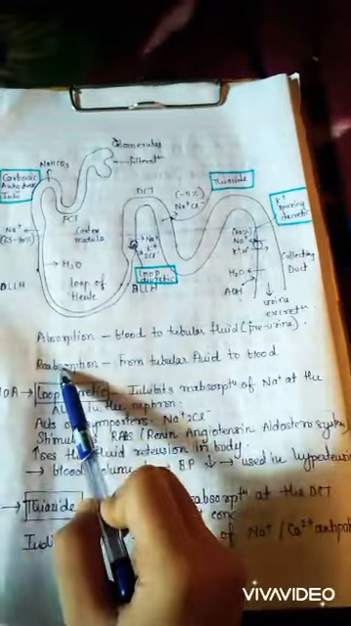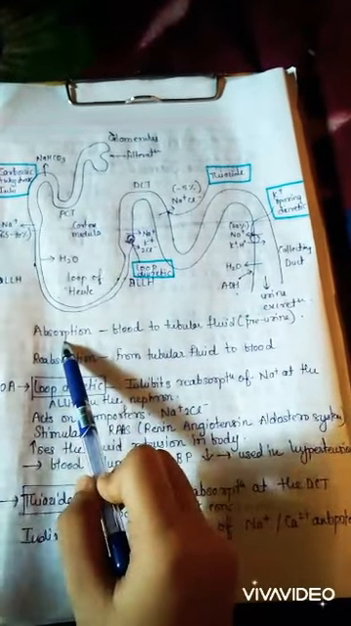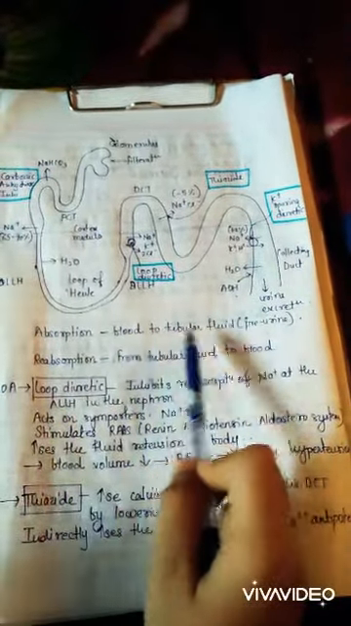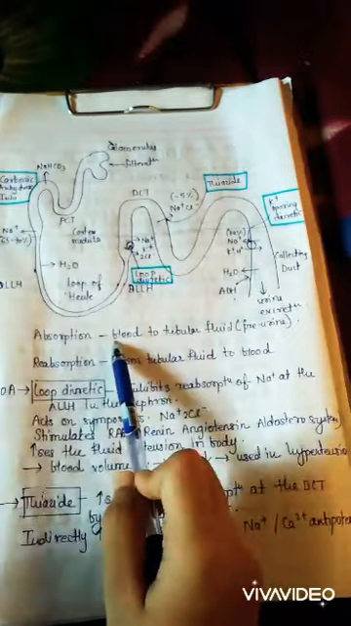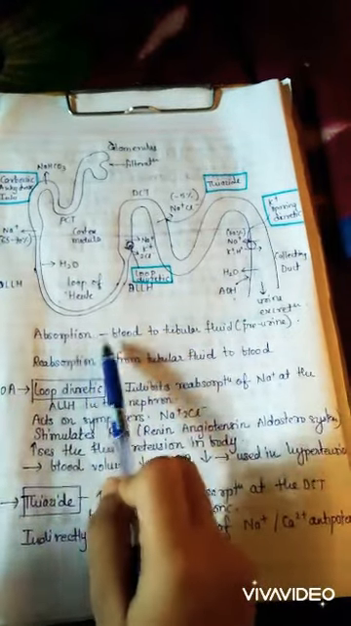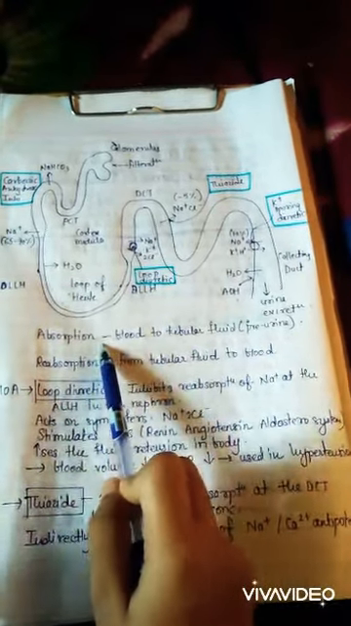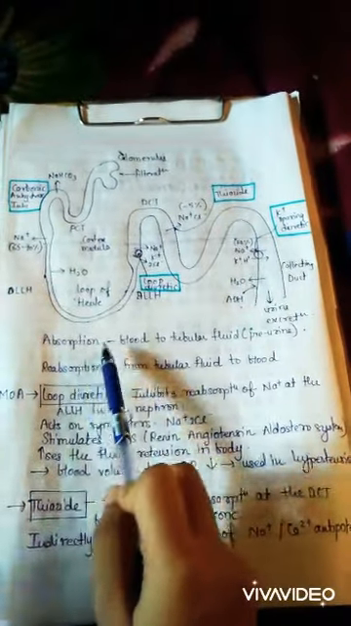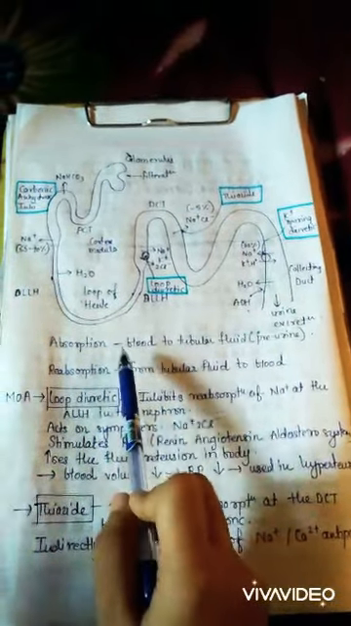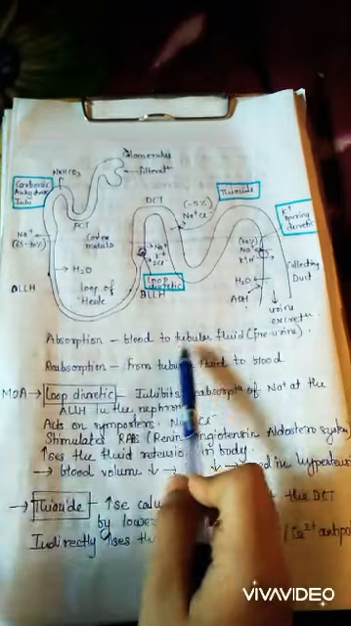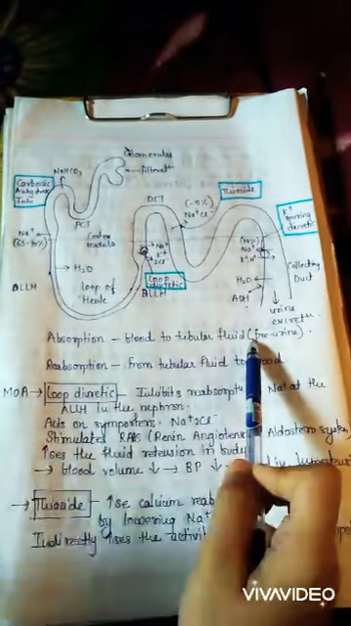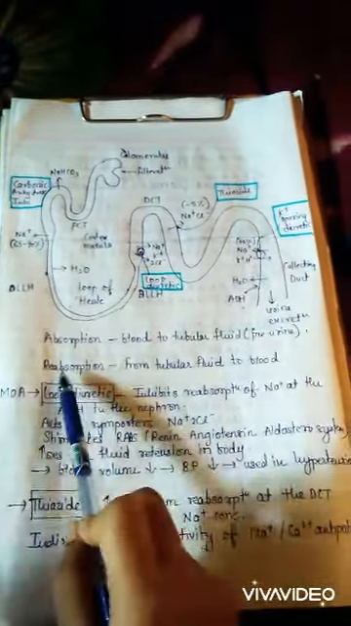Okay, now actually what is absorption and reabsorption? Absorption is from blood to tubular fluid. Any salt, any metabolic product, water molecule, any ions get absorbed from blood to tubular fluid. The tubular fluid is also called pre-urine.